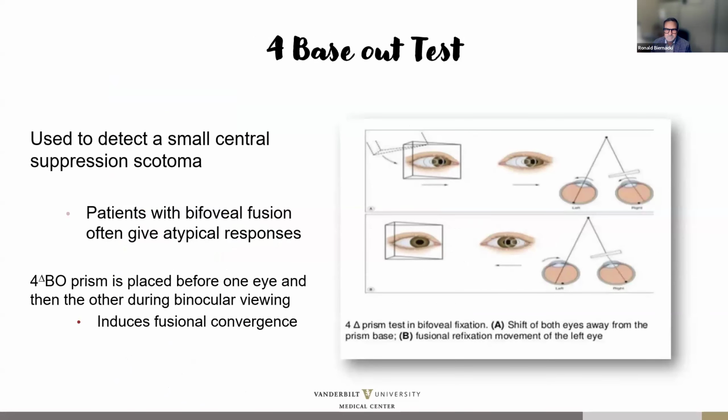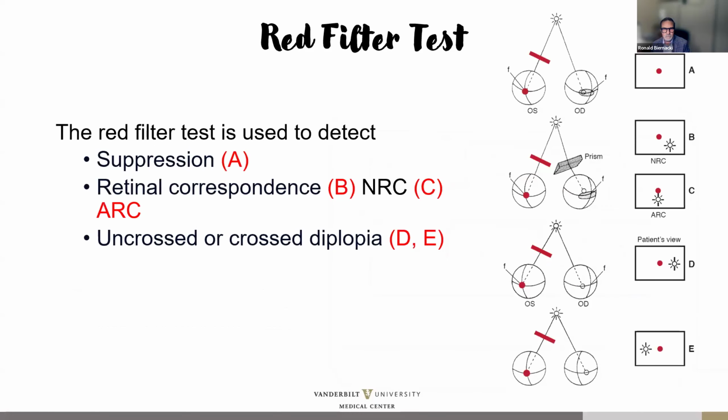The 4-base out test is used to detect a small central scotoma. According to Hering's law, the fellow eye will move outward simultaneously and symmetrically, which is our version, when the eye under the prism refixates, and then will perform a slow fusional movement, adduction, in the opposite direction to correct the image displacement. However, if a central scotoma has impaired the foveal function, the second phase, the fusional movement, does not occur, and sometimes the eye will actually remain slightly turned out.